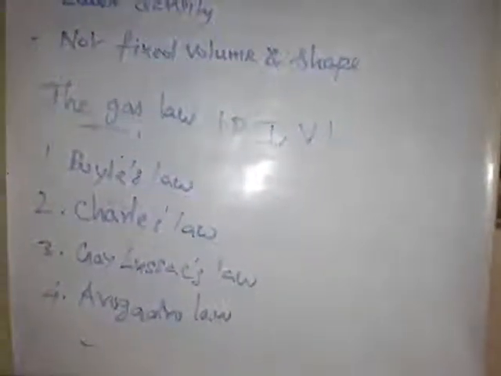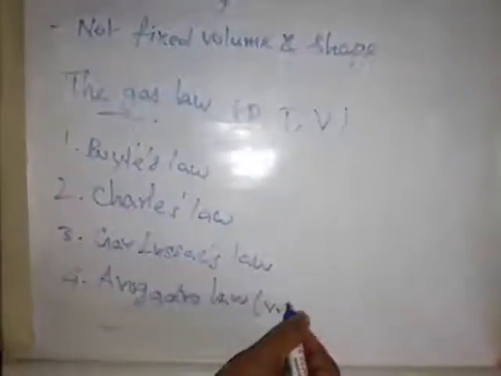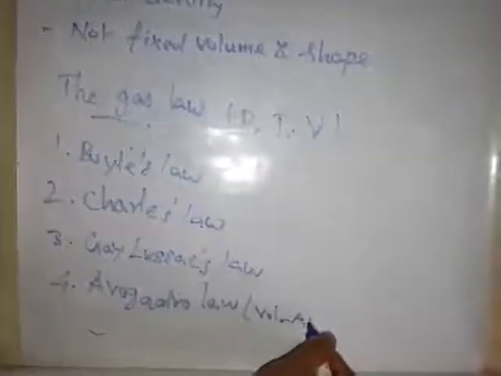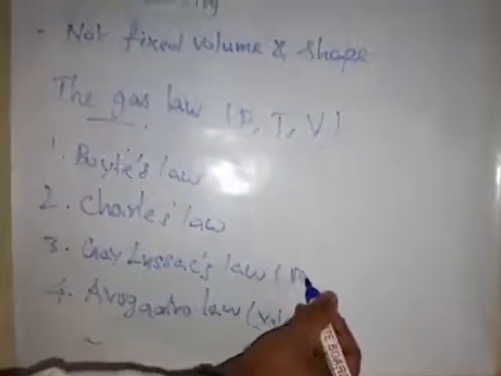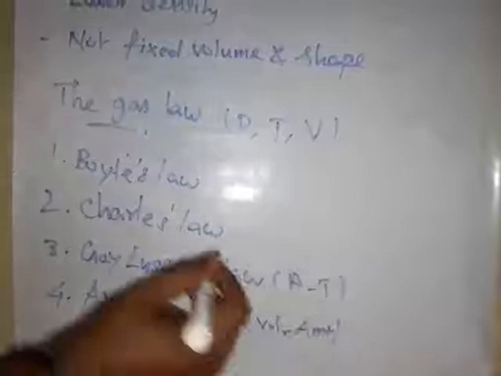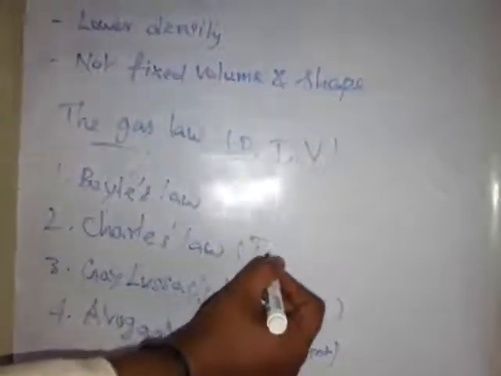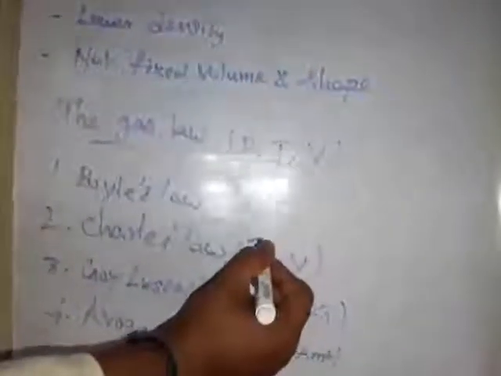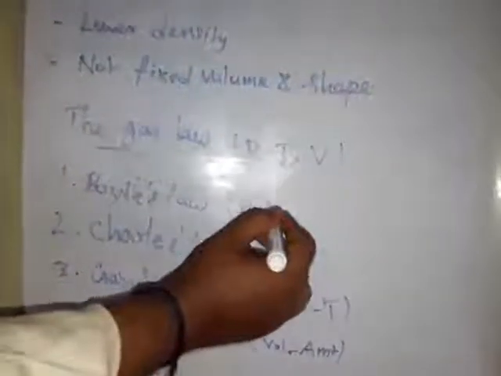The first one, Avogadro's law, is the volume-amount relationship. Gay-Lussac's law is the pressure-temperature relationship. Then Charles' law is the temperature-volume relationship. And Boyle's law is the pressure-volume relationship. So we will discuss them one by one.